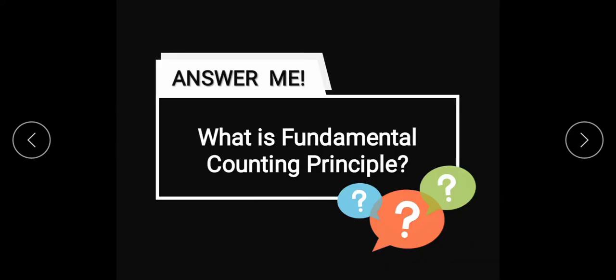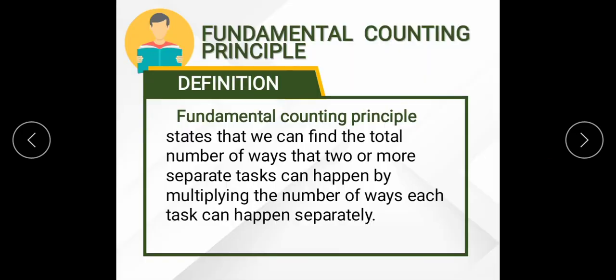Okay, answer me. What is fundamental counting principle? Fundamental counting principle states that we can find the total number of ways that two or more separate tasks can happen by multiplying the number of ways each task can happen separately. Based from the definition, simplify. Simplify, we're just going to multiplying the number of choices.